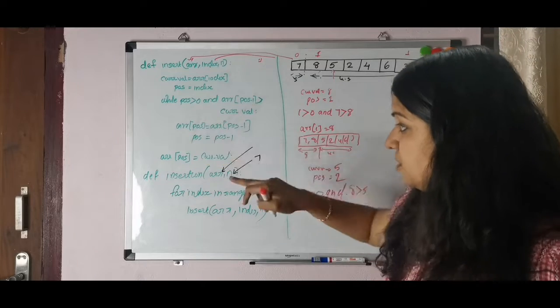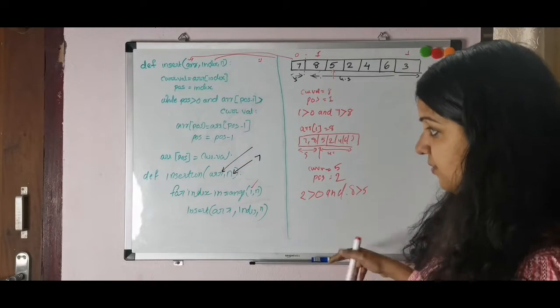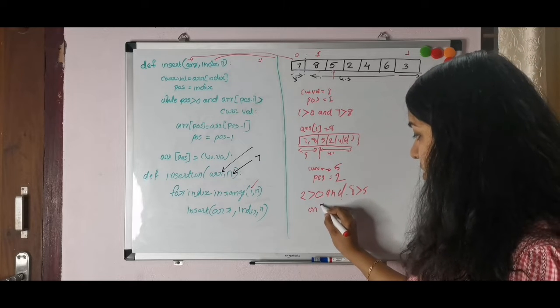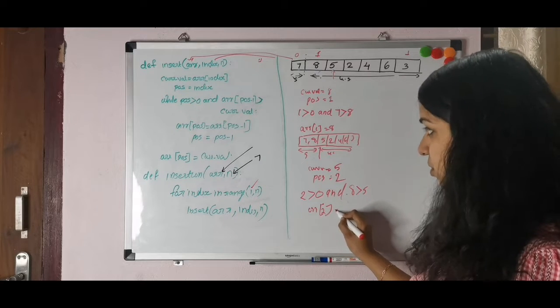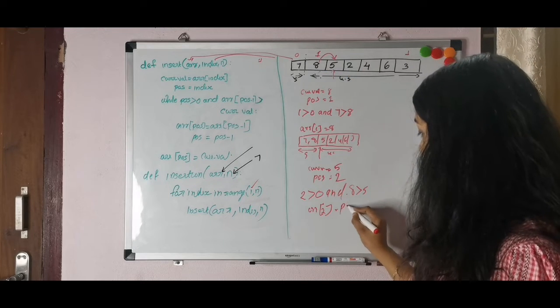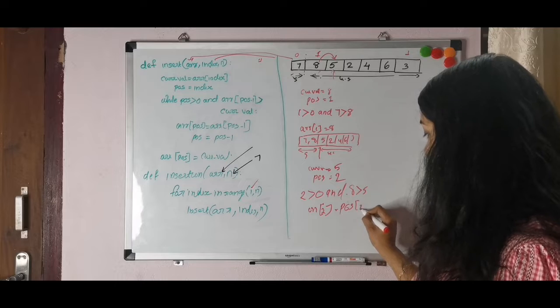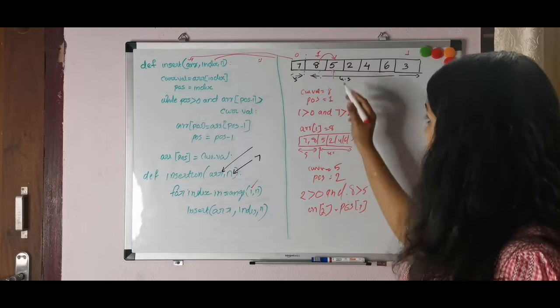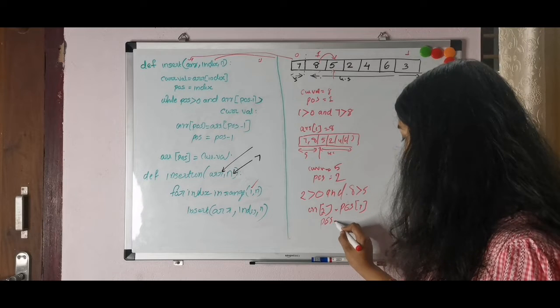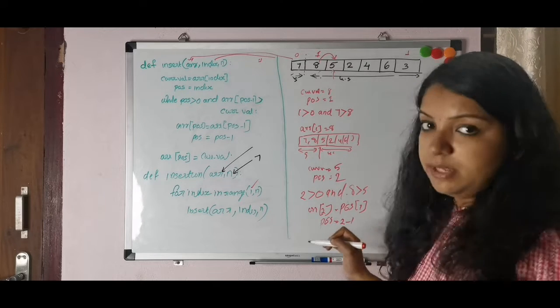Swap means the current position equals array of position minus 1. So we already know array of position equal to 2, that means this 8 will be moving to here, equal to position of my 1. So the array is moving to here and position equals 2 minus 1, that means 1.